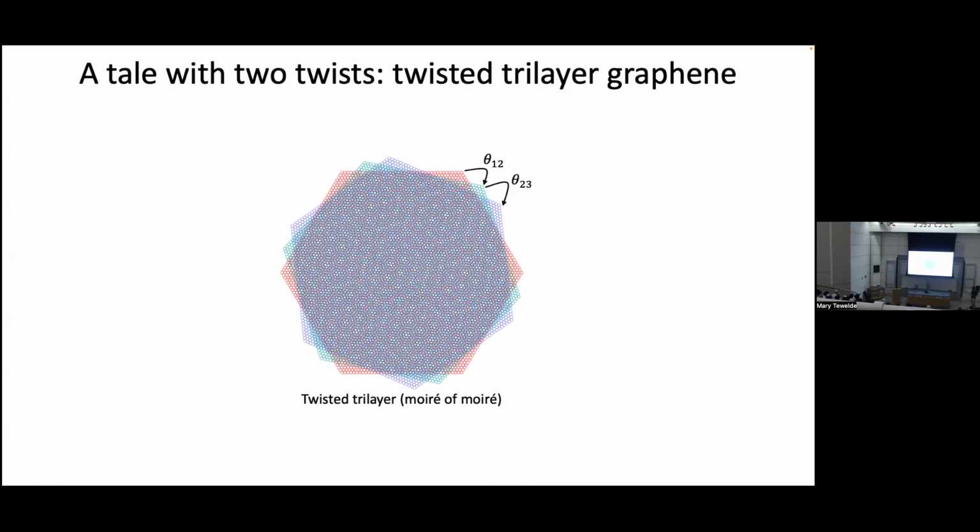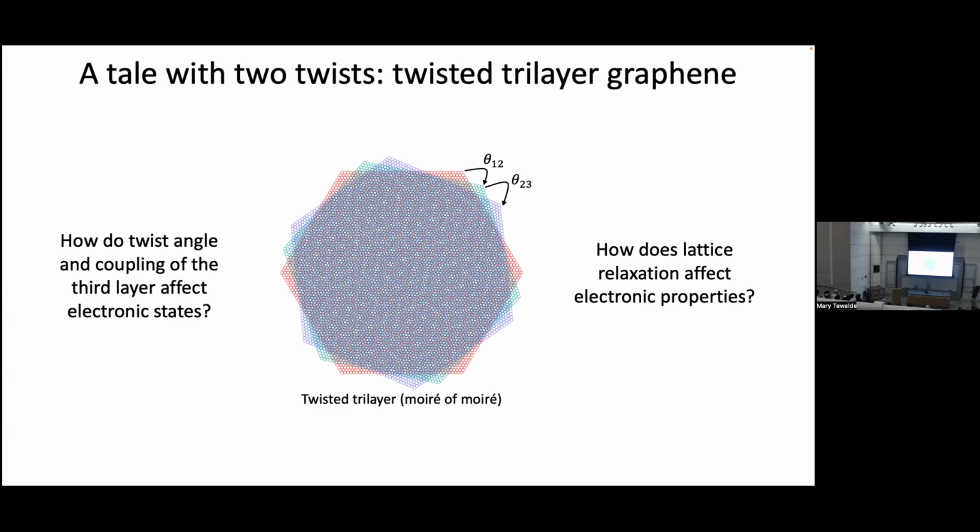And just like the bottom two layers have a moiré pattern, also the top two layers have a moiré pattern. And these moiré patterns can themselves interfere to create a moiré of moiré, or what I'll call a super moiré pattern. And what I want to focus on in this talk is how does twist angle, how does the coupling between layers that depends on twist angle, how does that affect the electronic states that come about? And similarly, how does this lattice relaxation that I showed you for the very low twist case, how does that change the electronic properties?